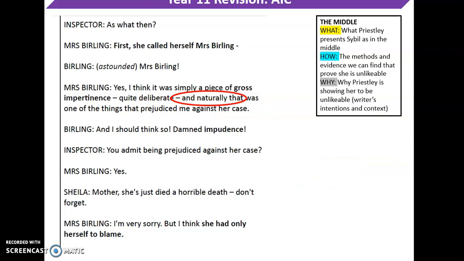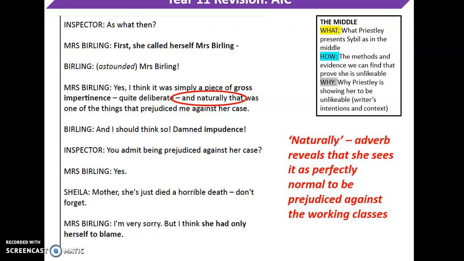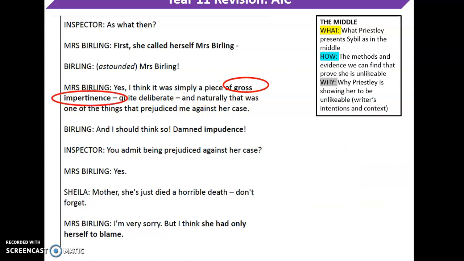This adverb, naturally, reveals that actually Sybil sees it to be perfectly normal and natural for her to be prejudiced against the working classes. She appears here to be very bigoted, very judgmental, very prejudiced, and it is absolutely detestable. She sees her behaviour as natural and normal to cause a young girl to take her life in so violent a way. We have this idea again, gross impertinence.